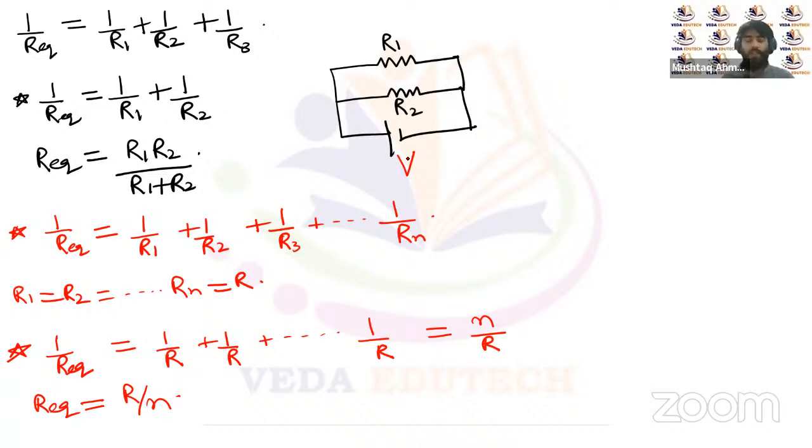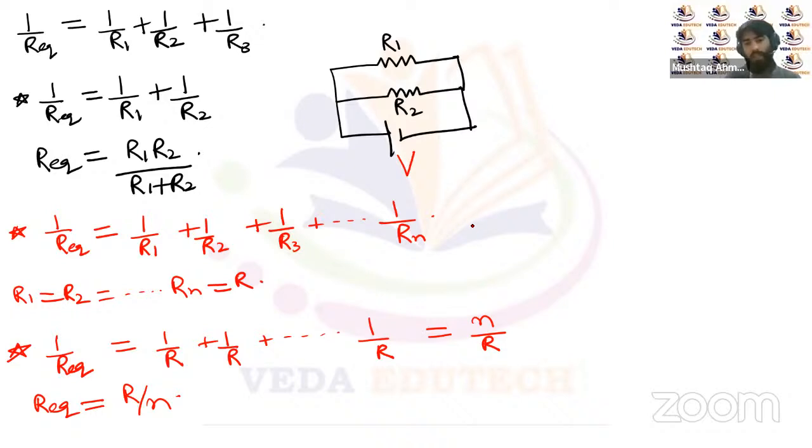But in case of a series combination, the total resistance of a circuit increases. In a parallel combination, the total resistance of a circuit decreases, and it is always less than the smallest resistor. So you can see that if we have n resistors each of resistance R, then the equivalent resistance will be equal to R upon n.